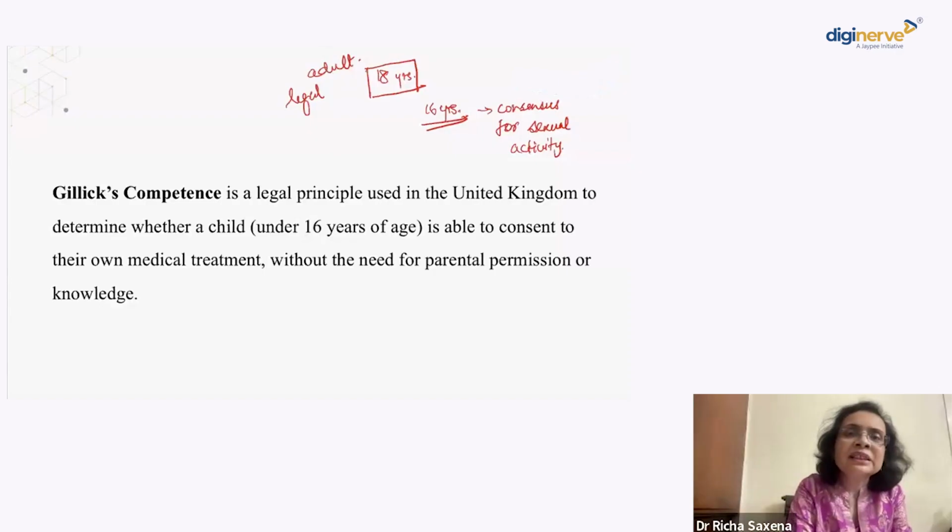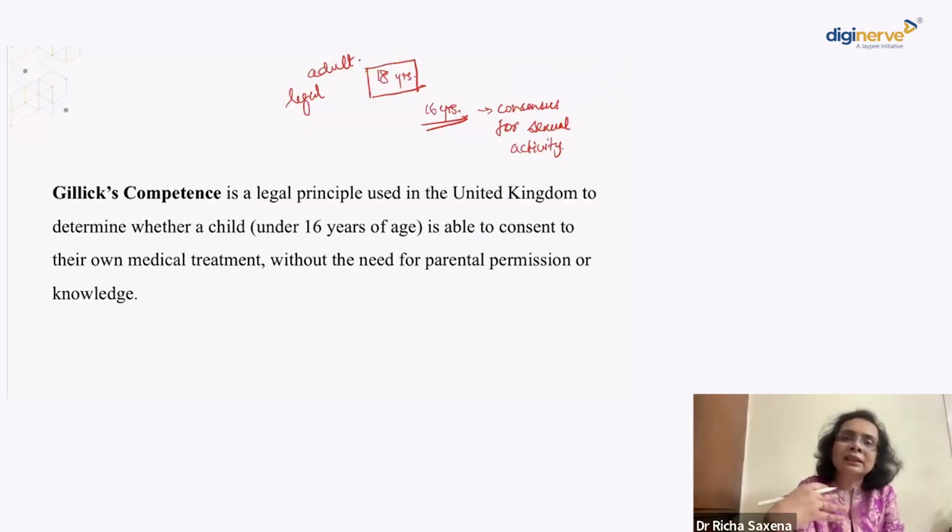But before the age of 16 years, if the child doesn't want to tell the parents that they want to use contraception or they want to indulge in sexual activities, then is that legal in the UK? It is considered legal in the UK, and that is what Gillick competence is, that before the age of 16 years.